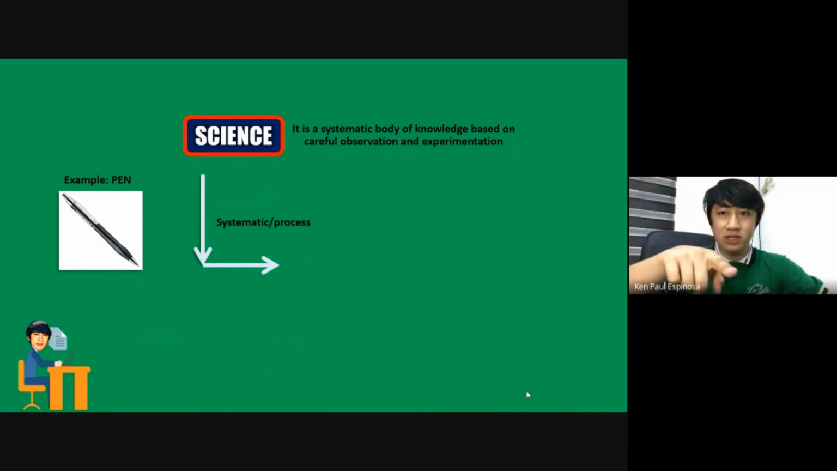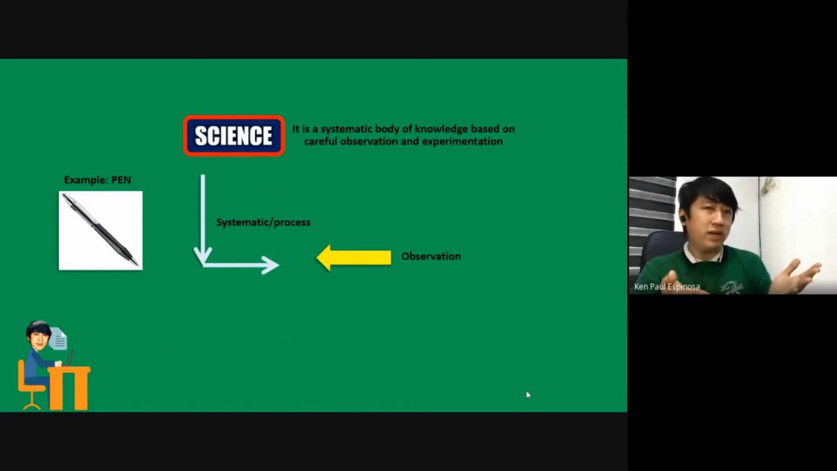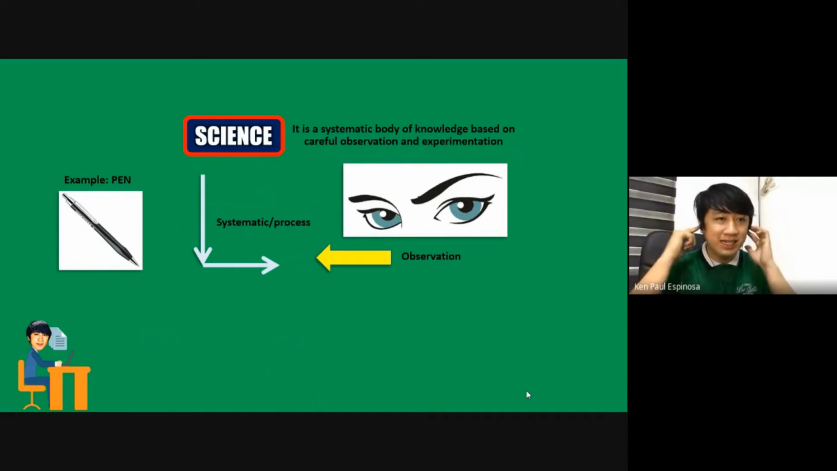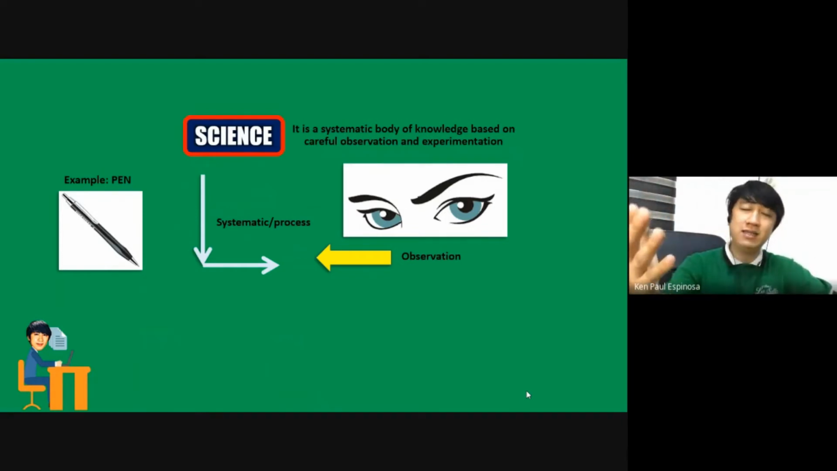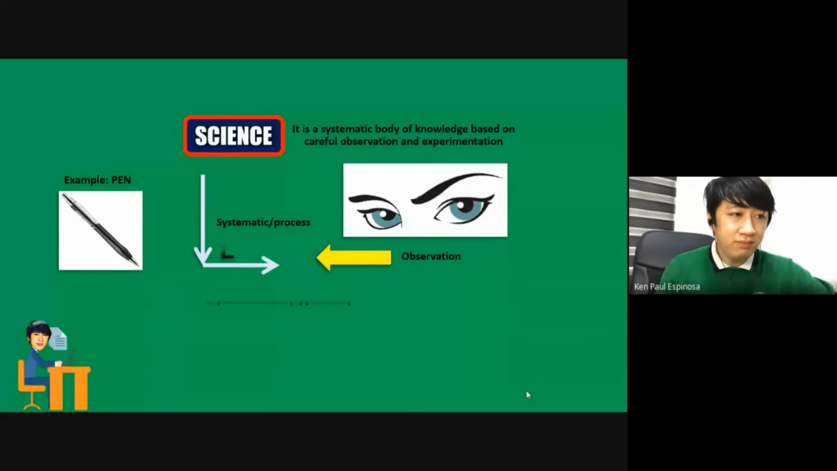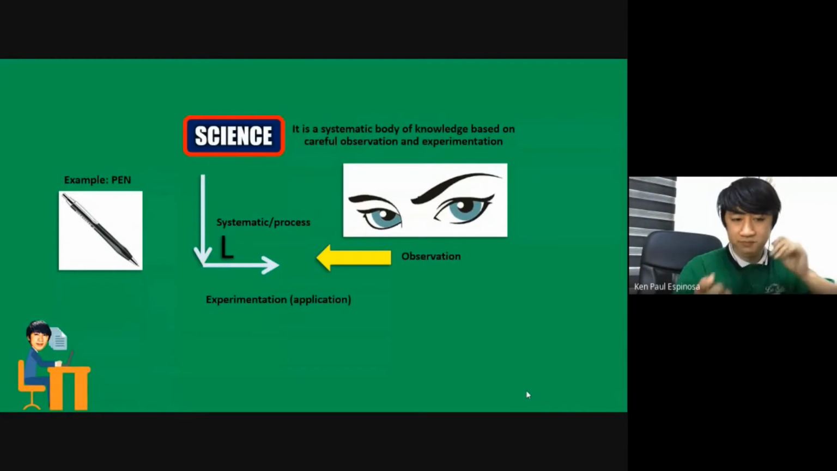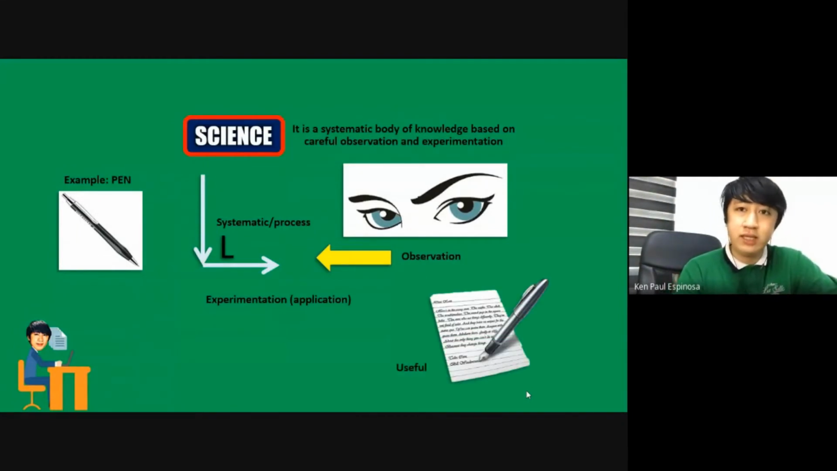Okay, systematic. It's a process. First step, second step. Process, yes, proseso. Okay, na-observe ba natin yung process na yun? Based on careful observation, yes, using our sense of sight, our beautiful eyes. Using our observation. May experimentation ba? May actual application? Yes. In-apply natin by writing letter L. Yes. Ang pen ba, useful in our daily lives? Yes, ginagamit natin siya to take down notes, to write letter to our special someone.